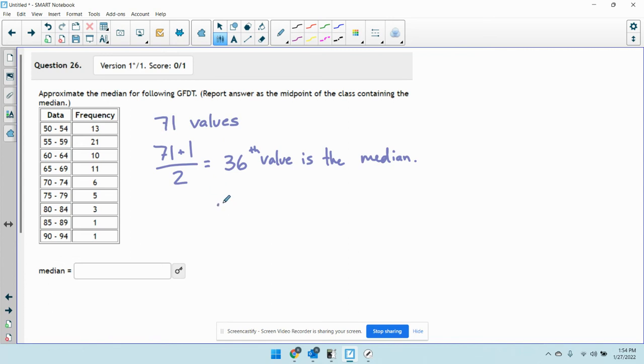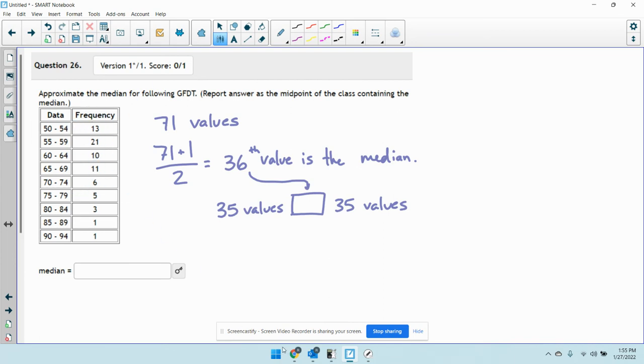You'll have 35 values, your median, which is going to be our 36th value, and then 35 more values. Right? 35 plus 35 plus your median will give you 71. So this 36th value is the median. So now I need to figure out where does that 36th value fall.